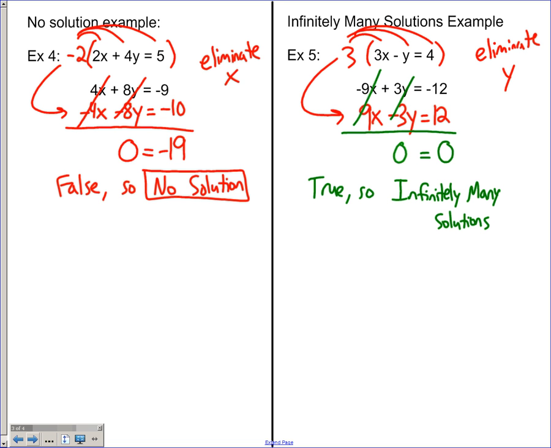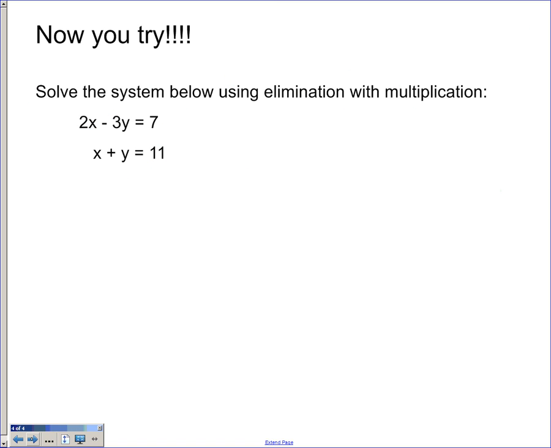So as always, there's one example for you to try. Go ahead and try that problem and bring it to class with you.